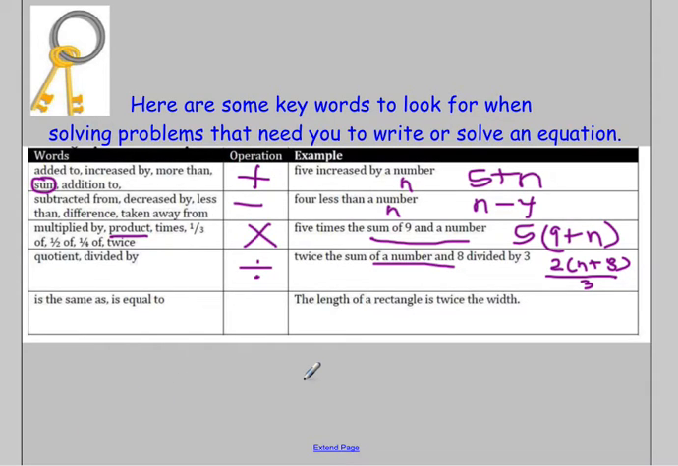And then the last one is the same as, is equal to. Just the word is tells me equals. Okay, so the length of a rectangle is, so length is, so equals, twice the width, 2w. That's how you write out that expression. Okay, so that's how you write some expressions given words.